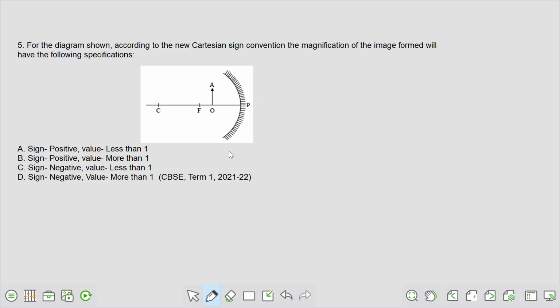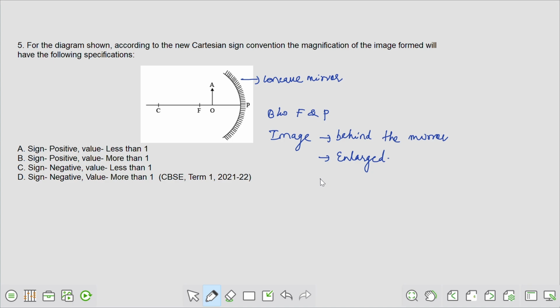So let's analyze the diagram. It is a concave mirror. And where is the object placed? It is placed between F and P. So what are the specialities of the image formed when the object is placed between F and P? Yes, the image will be formed behind the mirror, and it is enlarged or magnified, and also it is virtual and erect.